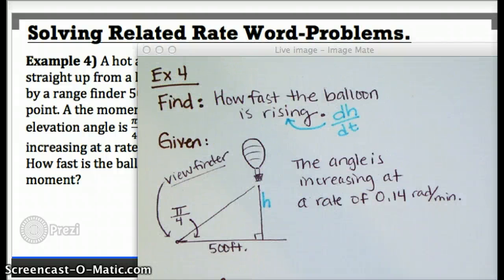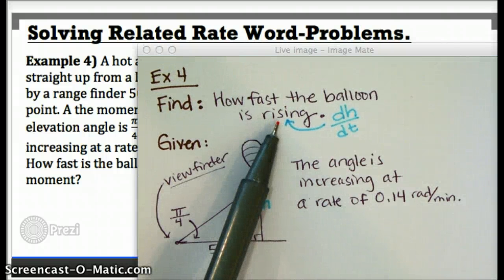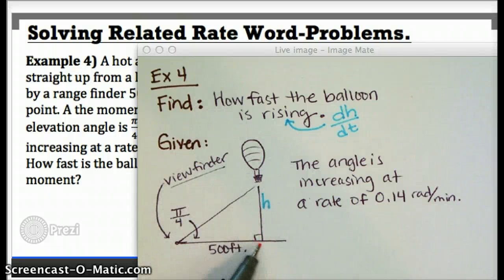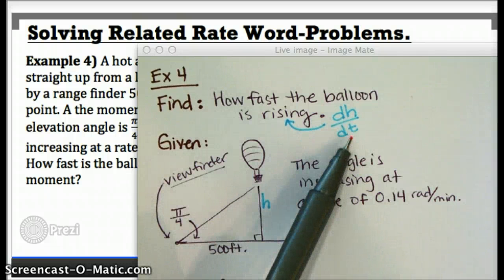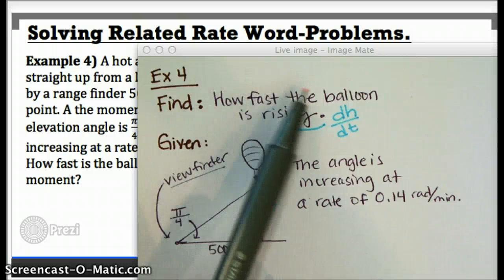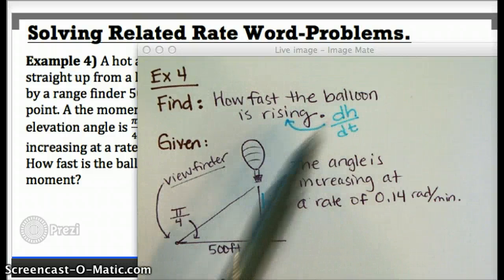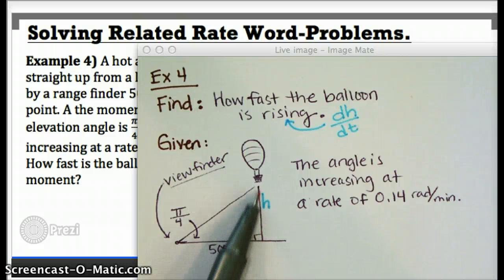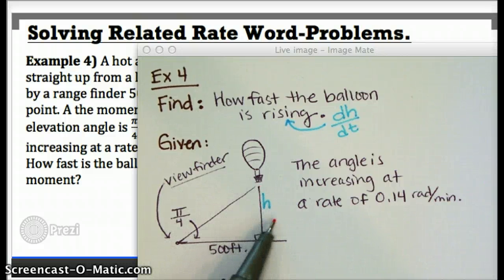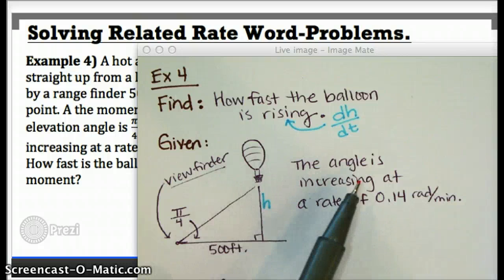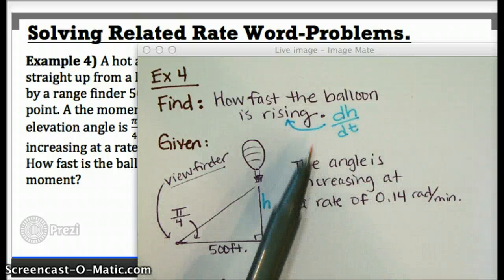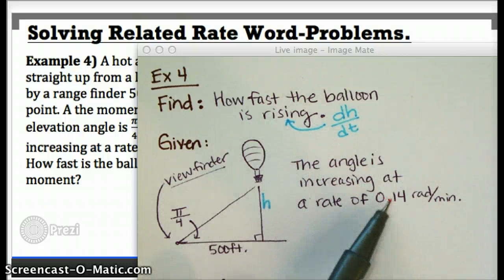Excellent. So how fast the balloon is rising is really talking about how the height is changing with respect to time. So this expression that we're trying to find is really dh dt, where h represents the height of the balloon, which is this distance right here. It's the other leg. Now, this one might be a little trickier. What differential should we use to represent this known information?